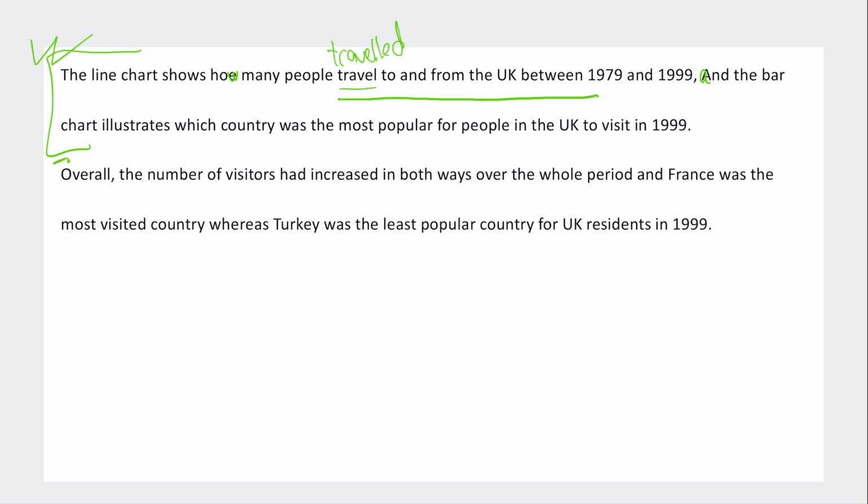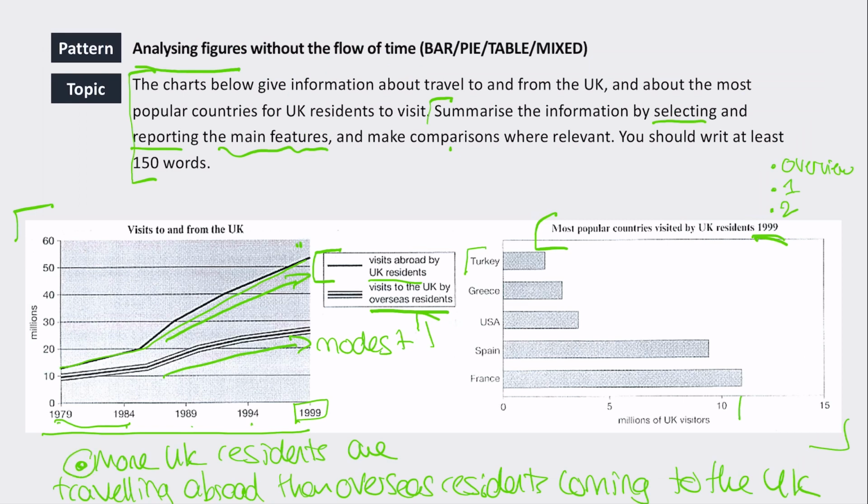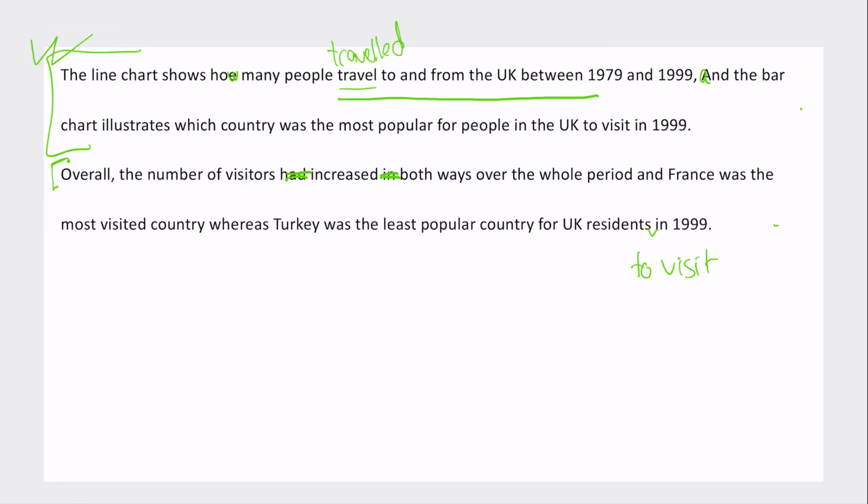And then we've got the overall: the number of visitors increased both ways over the whole period, and France was the most visited country, whereas Turkey was the least popular country for UK residents to visit in 1999. So I think this is a very solid summary and a very solid overall introduction. The only thing, as I said, that could be added was that over the whole period, more UK residents are travelling abroad. But that could also be put in the next paragraph.